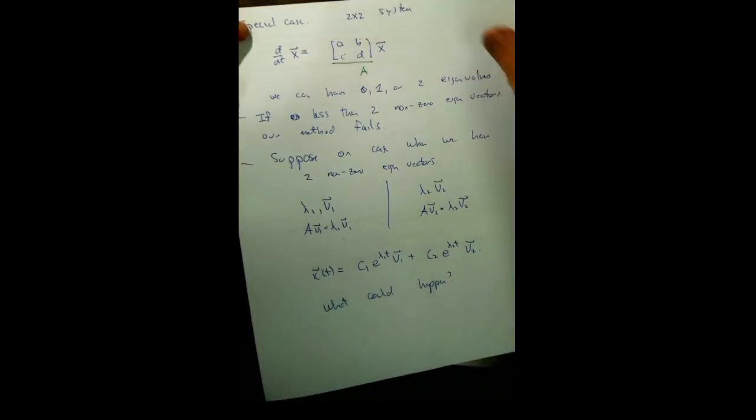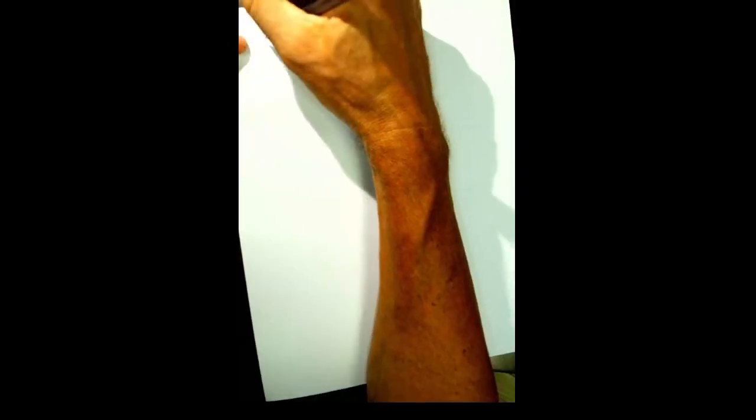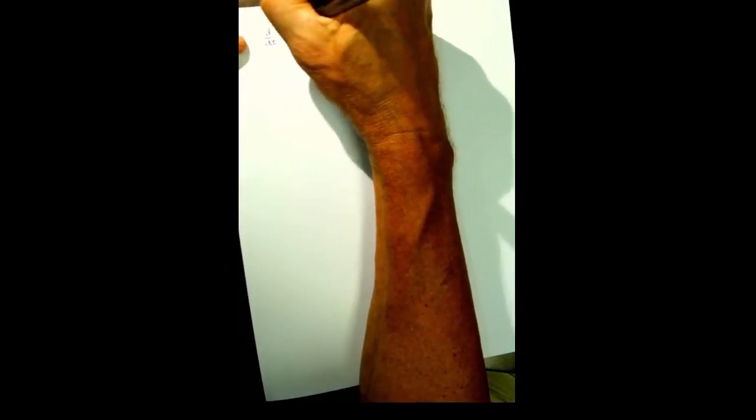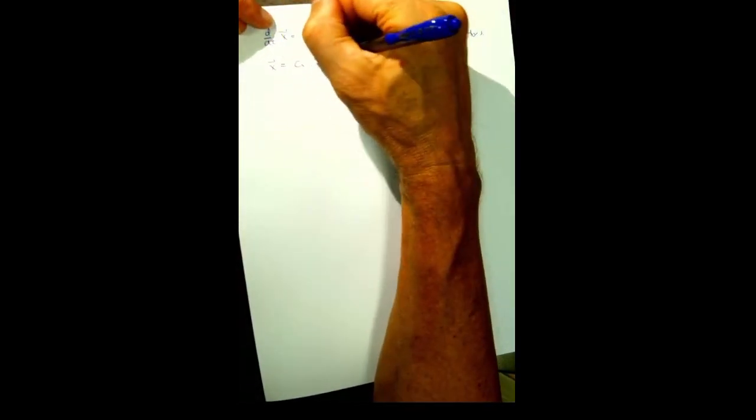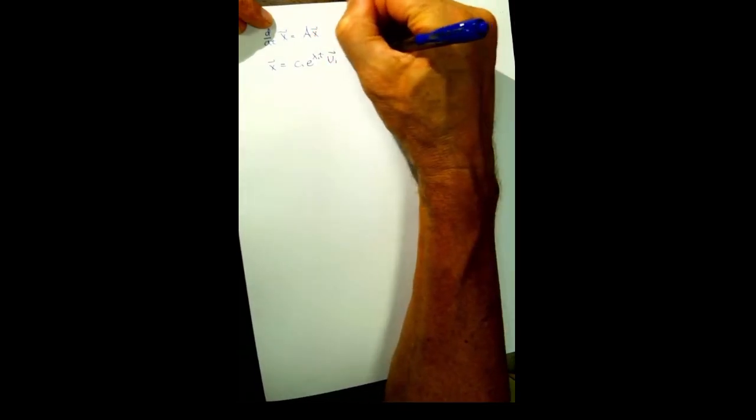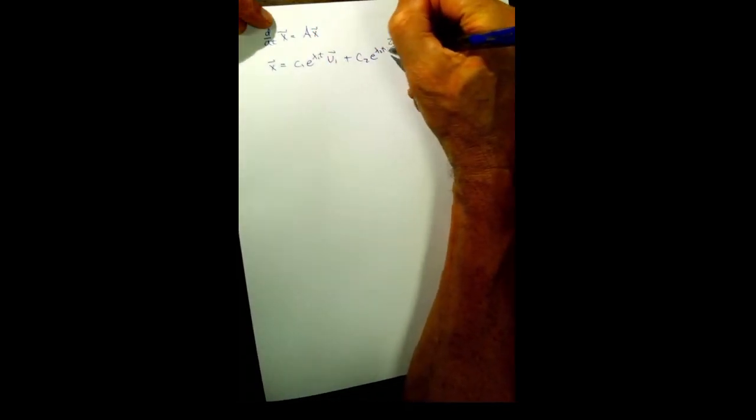But the question is, what could happen? Okay. So what do we have? We have a differential equation in this form. A is 2 by 2, and we're assuming we have 2 independent eigenvectors, which implies my solution looks like c1 e to the lambda 1 t v1 plus c2 e to the lambda 2 t v2. Right. And we're going to have basically 3 cases.